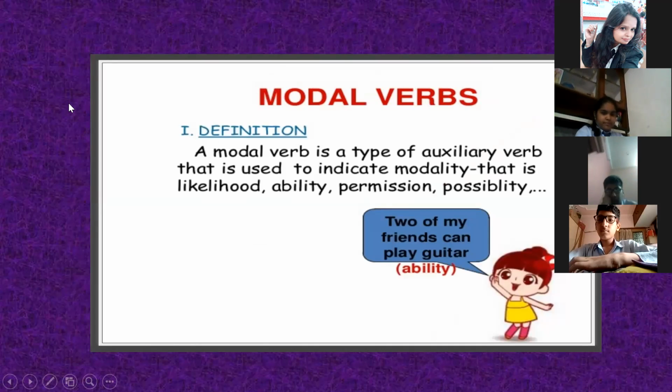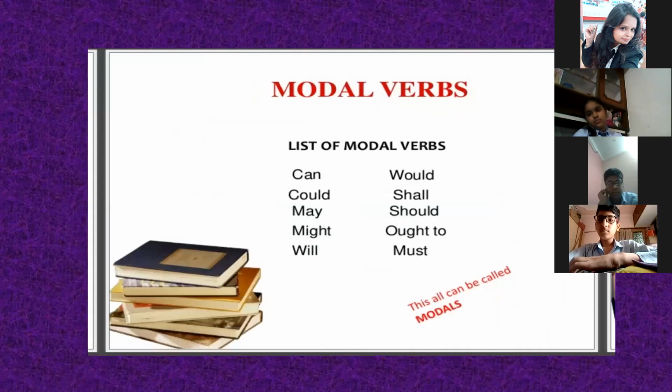As we have just discussed, a modal verb is a type of auxiliary verb that is used to indicate modality. That is, we get to know about the intention of the verb. It tells us whether the action being done is the ability of the doer, a permission being given, or the person telling us about a possibility, and so on, right?